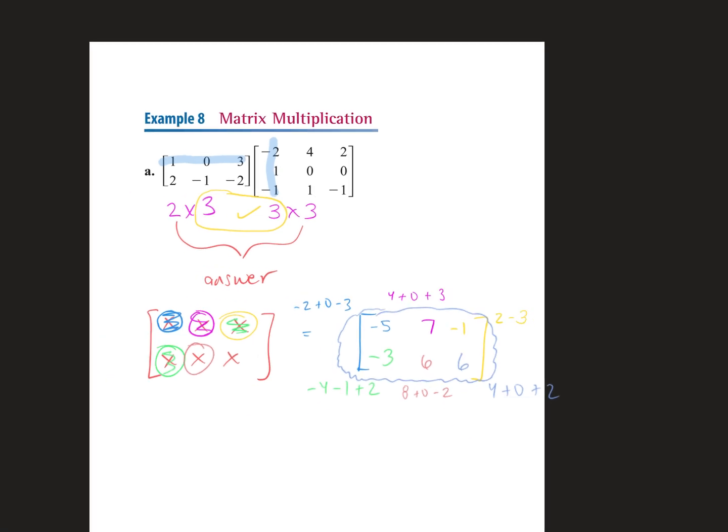I do think this is a very big visualization, very big help for you to figure out what goes where. Keep asking yourself, I'm looking for this entry, so it's what row, what column. And then you know what to multiply together to then add. Questions?